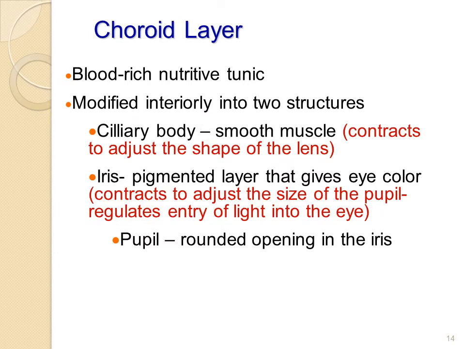We can see it in the previous slide. The iris is the pigmented layer that gives the eye its color, and we can also see the pupil, which is a rounded opening in the iris. We showed this in the previous slide, where the pupil, iris, and ciliary body appear.